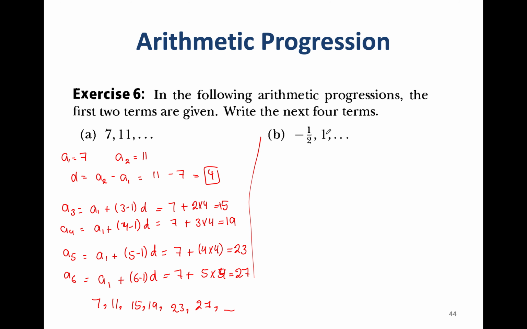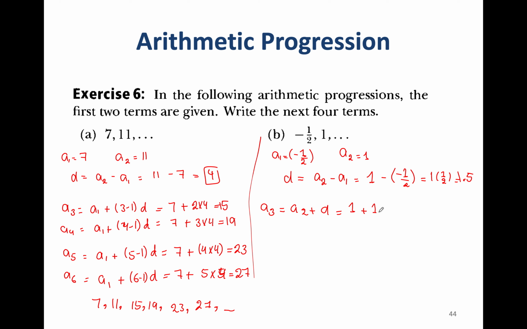Let's check the second sequence here. The A1 term, or the first term, is equal to minus a half, and the second term is equal to 1. Let's find D. D is equal to A2 minus A1, which is 1 minus minus a half. And from here you can find that D is equal to 1.5. So we can find that A3 is equal to A2 plus D, which is 1 plus 1.5, and this is equal to 2.5.